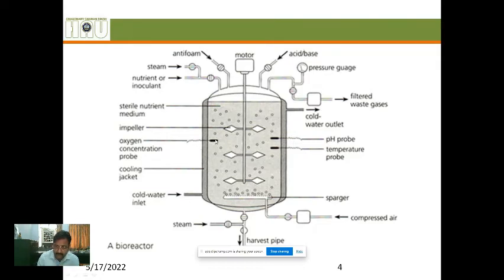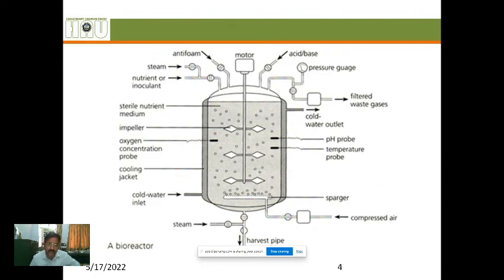There are four or five ports and three probes. This one is used for the dissolved oxygen concentration, so that we can regulate the supply of the compressed air. Then this is a pH probe, which will indicate whether the acid or base is added if pH is going down or up. And this is a temperature probe, which is regulating the cold water inlet so that the optimum temperature can be maintained. Then the harvester pipe is there. Okay, so this is a generalized fermenter.